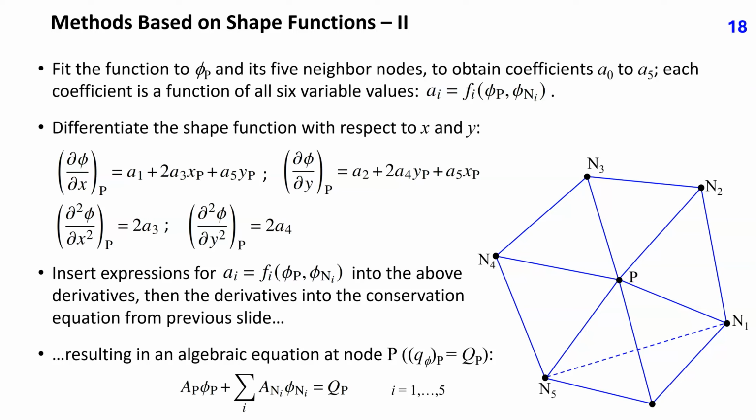After some rearrangements, we obtain an algebraic equation at node P, which looks the same as the algebraic equation obtained from finite volume or finite difference methods applied to unstructured grids. Note that QP on the right-hand side of the algebraic equation contains the source term QP and possibly some other terms involving known variables, for example at boundaries.